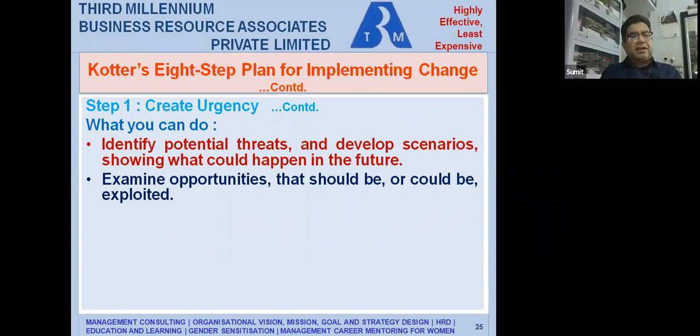Second part, examine opportunities that should be or could be exploited. Listen carefully. Maybe your team comes up with some idea which you have not thought of, and it could open up an opportunity which can be tapped into.